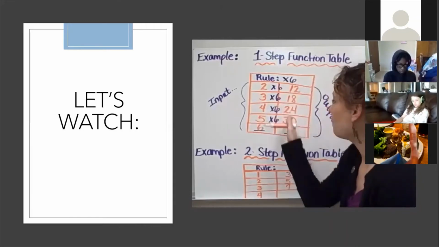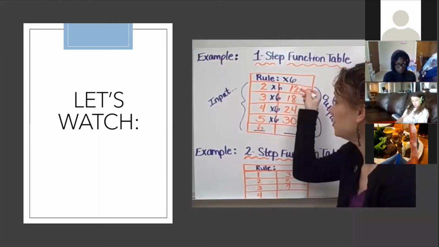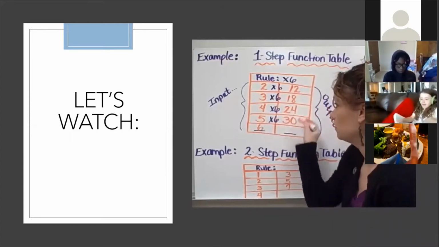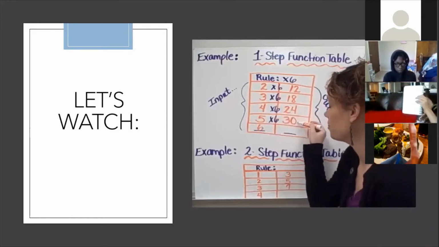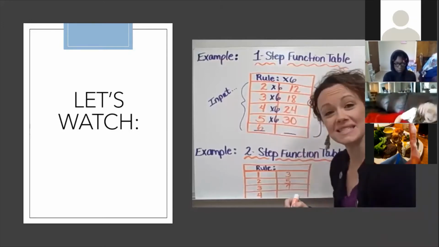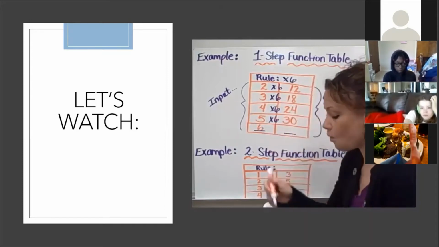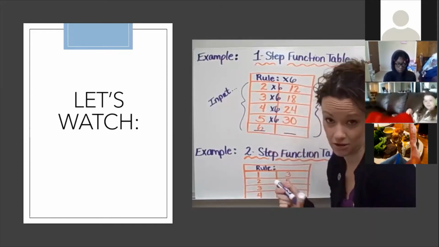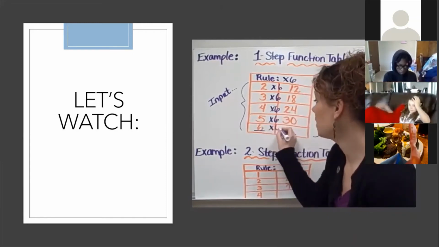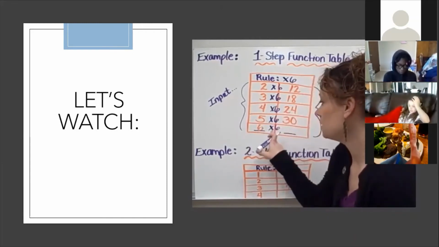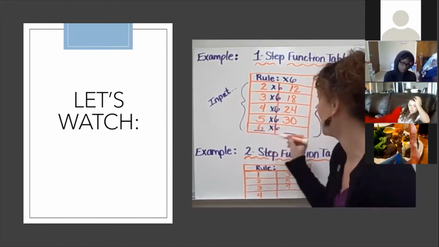Let's take a look at my output side. You can also notice a relationship happening between these numbers. What is happening from 12 to 18 to 24 to 30? Well, they're going up by 6 each time. So you can use that relationship to fill in this blank, or you can use your rule that we figured out earlier. We know that our rule is times 6. So we take our input of 6, we multiply it by 6, and we get 36 as our output.